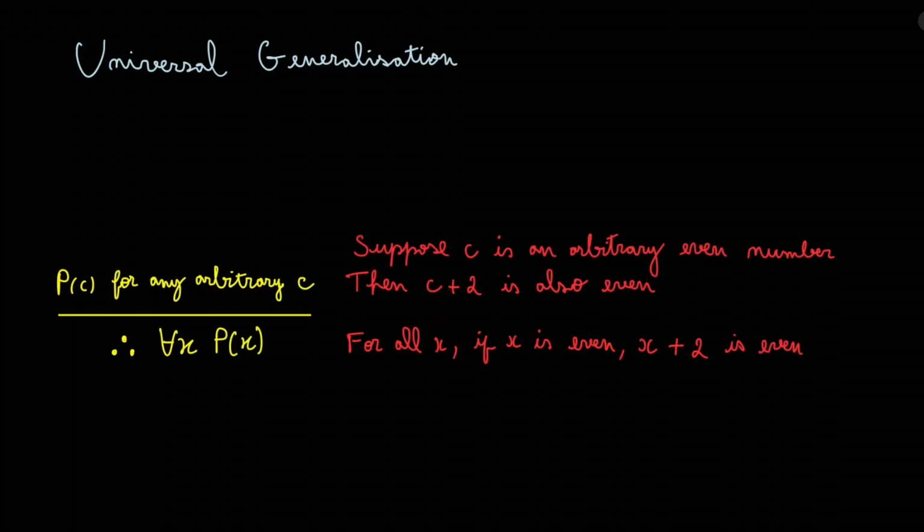Now, universal generalization. If P of c is true for any arbitrary c, then for all x, P of x. For example, suppose c is an arbitrary even number and then c plus 2 is also even. This is our P of c. Therefore, we can generalize it and say that for all x, if x is even, x plus 2 is even.